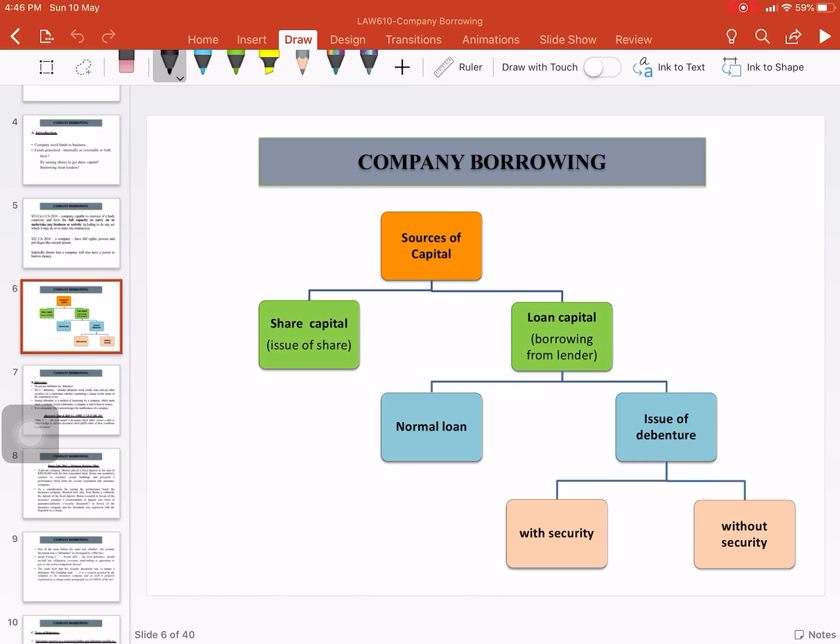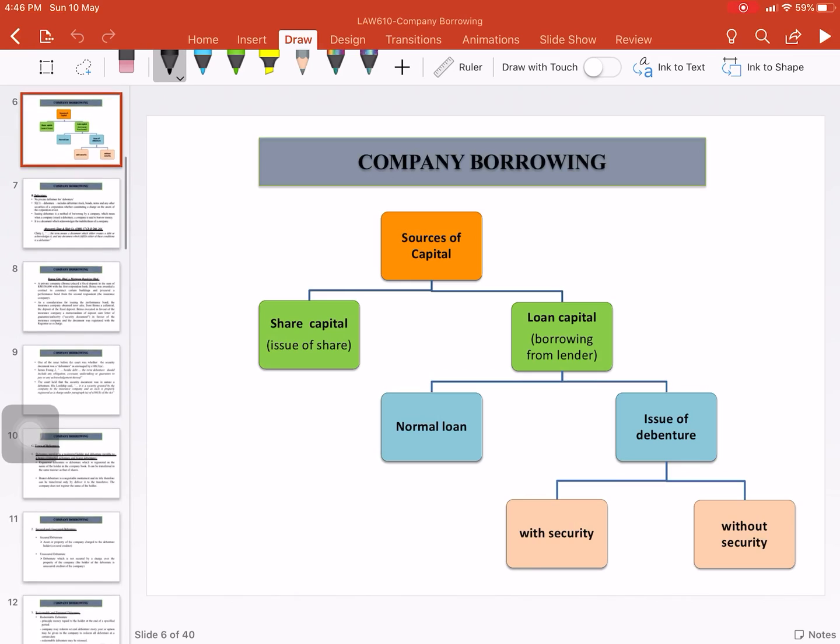Okay. Now, issuance of debenture comes with security or without security. Security means you have a collateral. You have something to back up your borrowing. You have something to guarantee your borrowing. Without security means you don't actually secure your borrowing. Most banks prefer something with security. Okay, but we also need to look at what are the things without security.